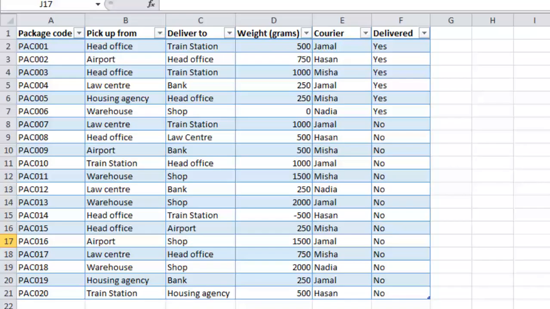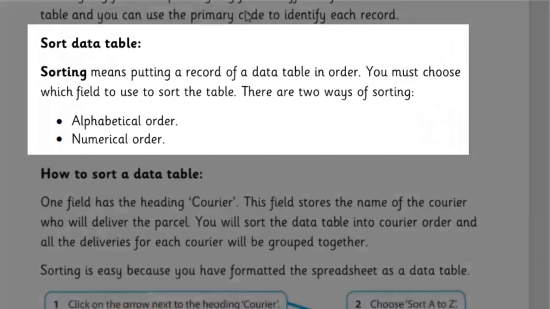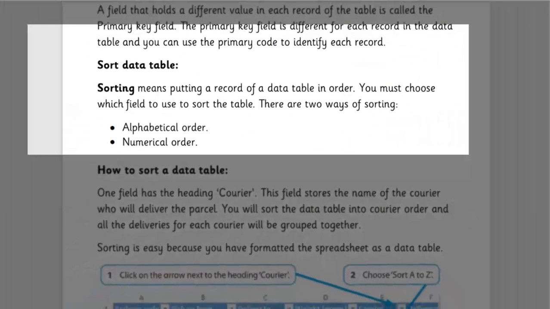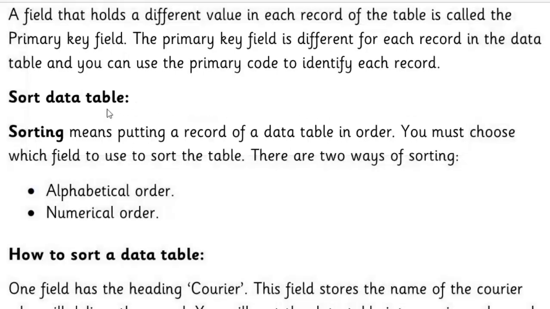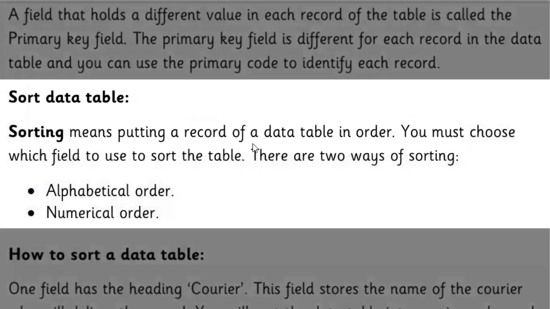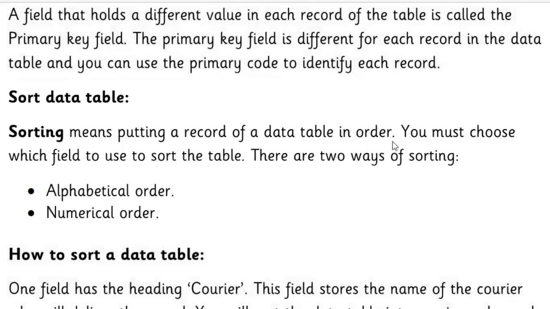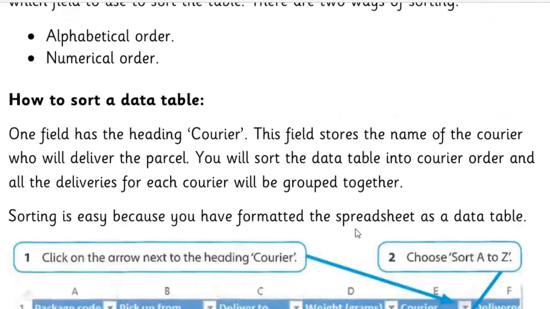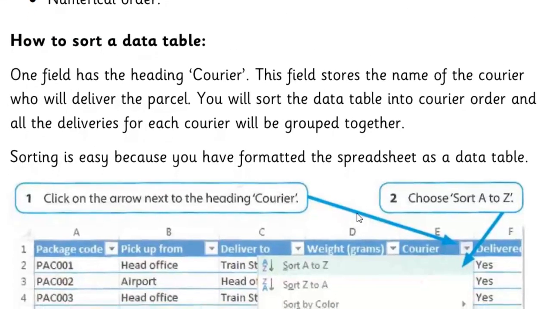Today we're going to learn something new, and it is sort data table. How can we sort a data table? Sort means putting the records of a data table in order. That means putting it in order, right? You must choose which field to use to sort the table, alphabetical or numerical. Let's get into how we can sort a data table.